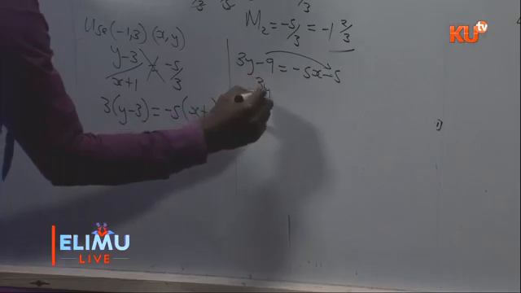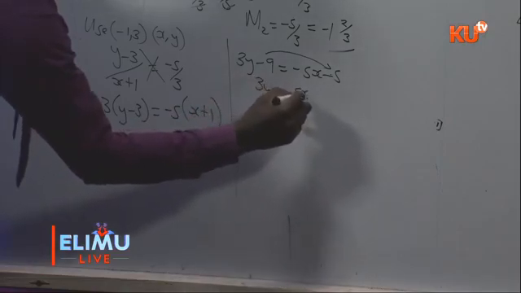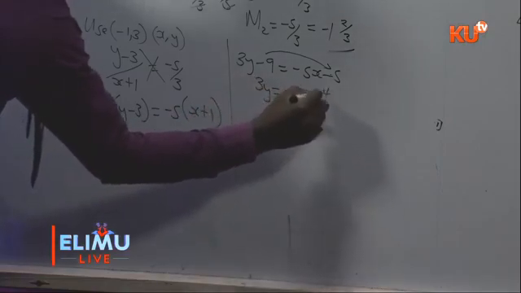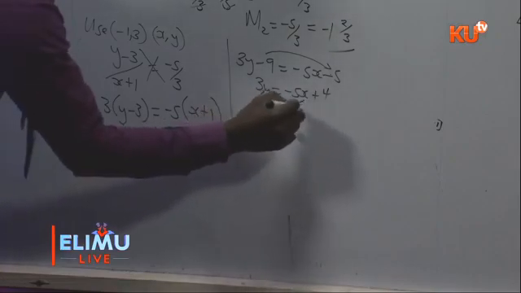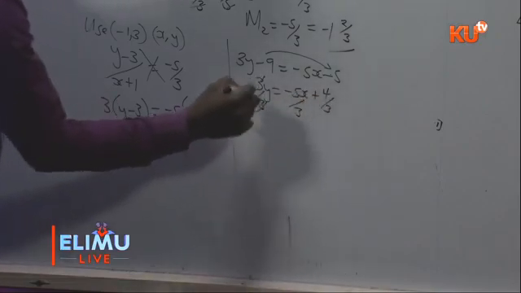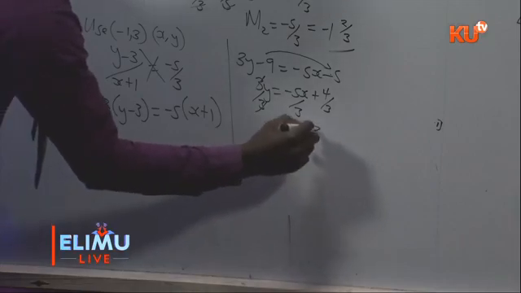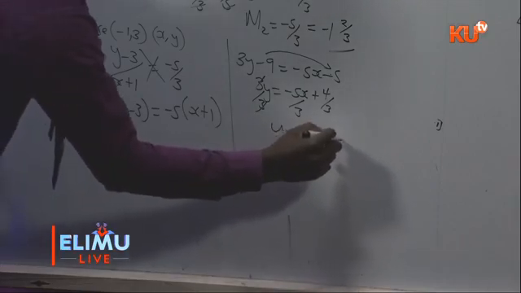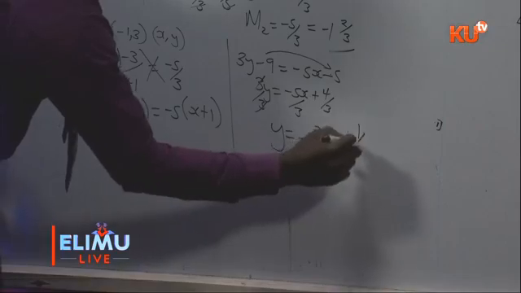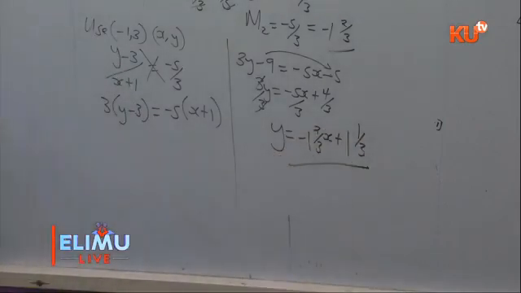Therefore, 3y = -5x - 4. Then we divide by 3 all through. This cancels out, so y will be -1 and 2/3 of x, then we add 1 and a third. That is the equation.